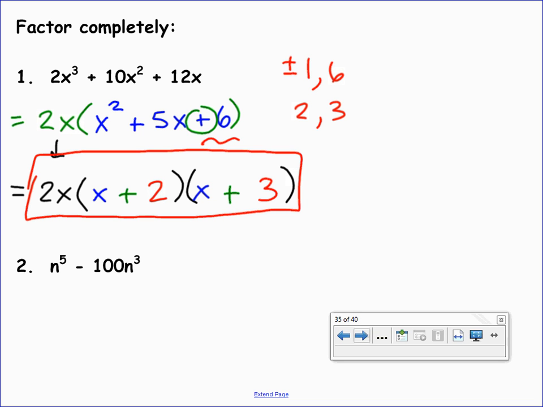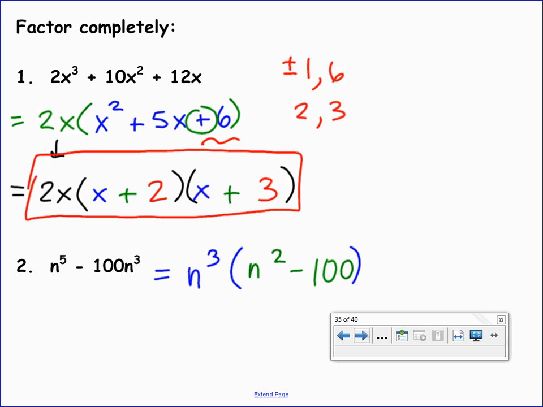Stop. Think. GCF. Is there a greatest common factor hiding in each of the original terms that can be factored out? You bet your boots. And doing so is going to result in an easier factorization problem. So I'll go ahead and pull out an n to the third, and that leaves me with n squared minus 100.